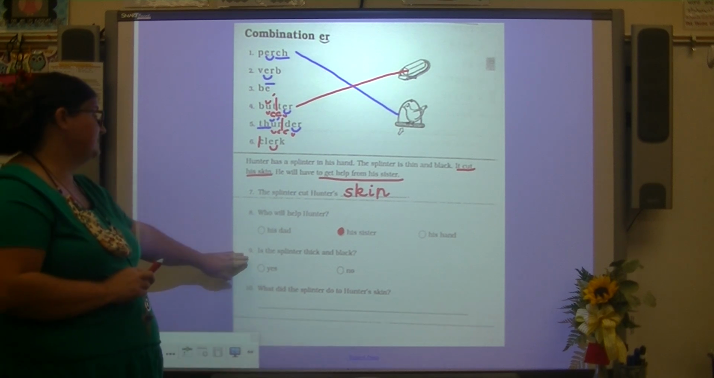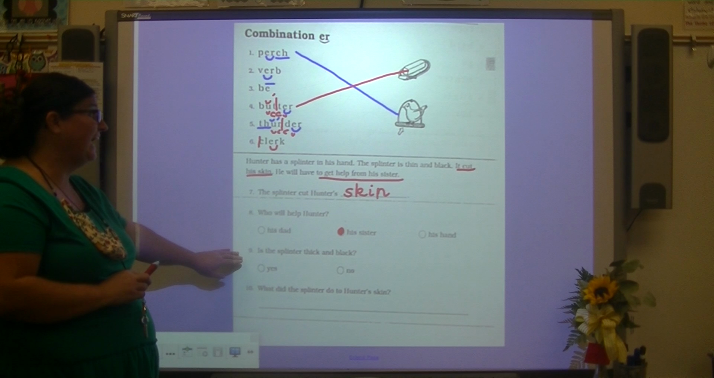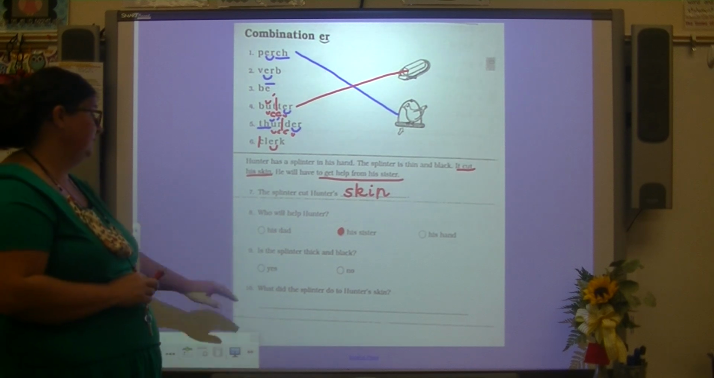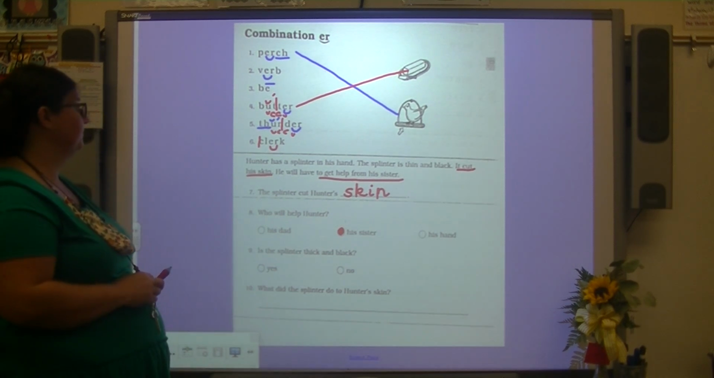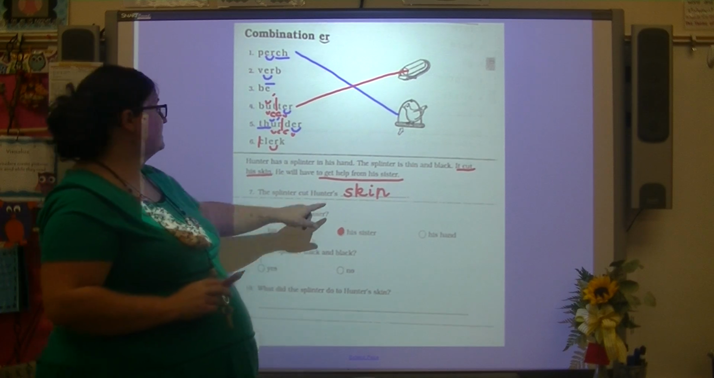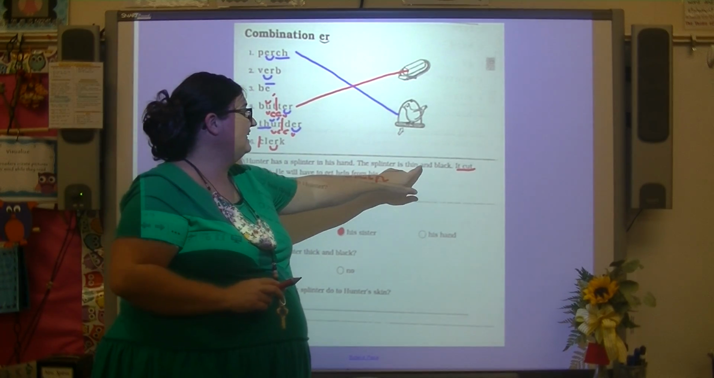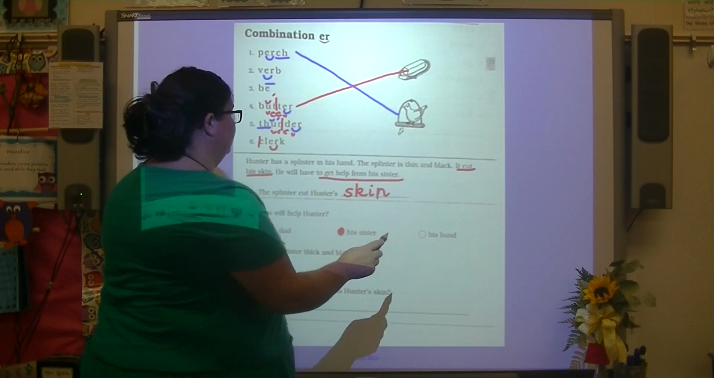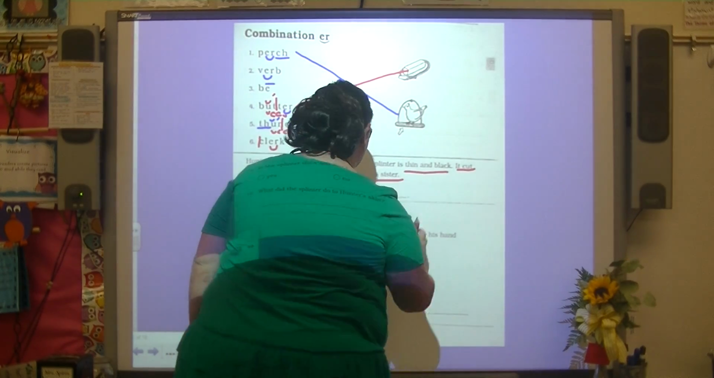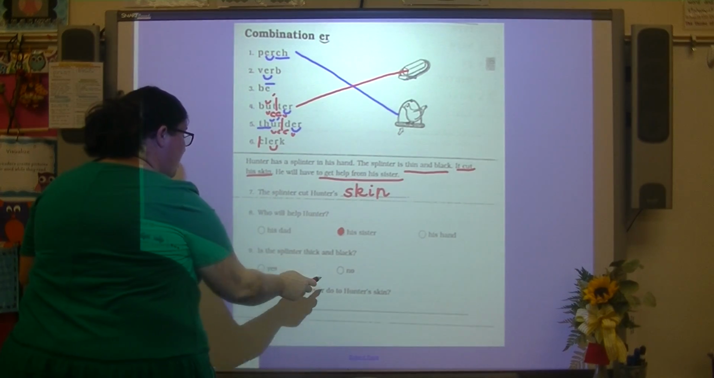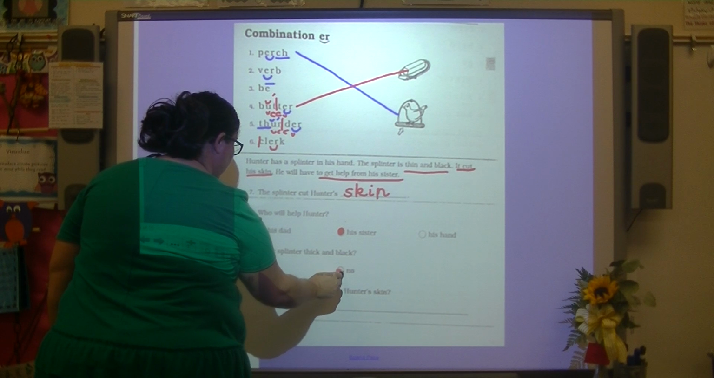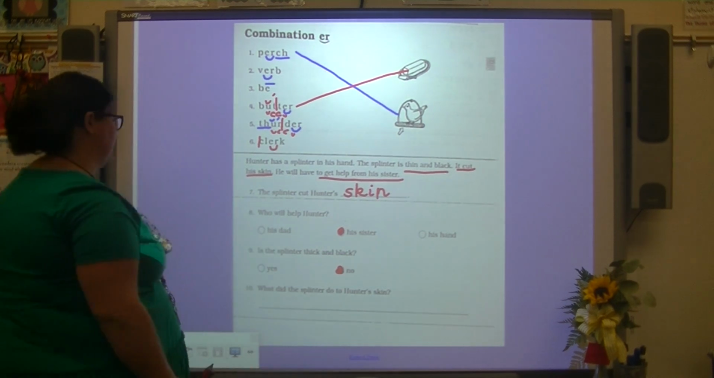Number 9, is the splinter thick and black? Yes or no? When it says the splinter is thin and black. So is it thick and black? No. It is thin and black.